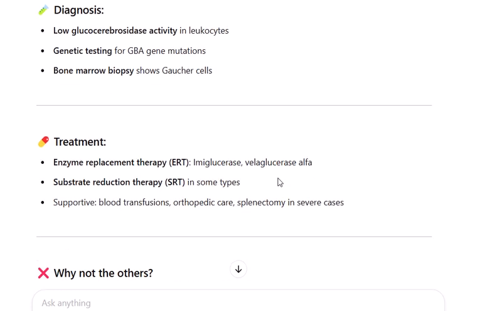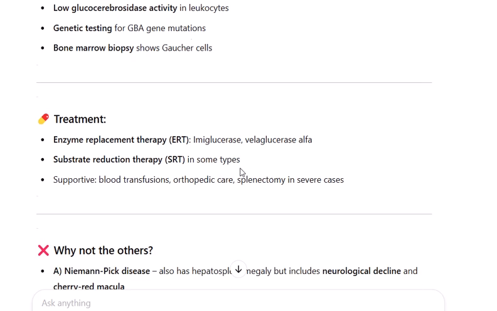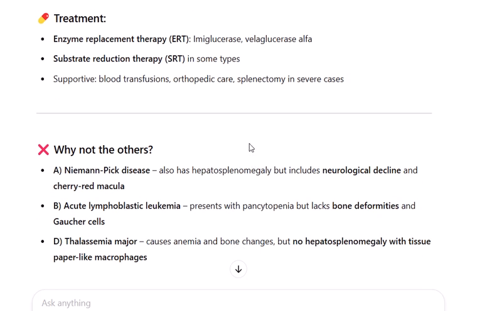Treatment: enzyme replacement therapy, imiglucerase, velaglucerase alfa; substrate reduction therapy, SRT, in some types; supportive care, blood transfusions, orthopedic care, and splenectomy in severe cases. Why not the others?